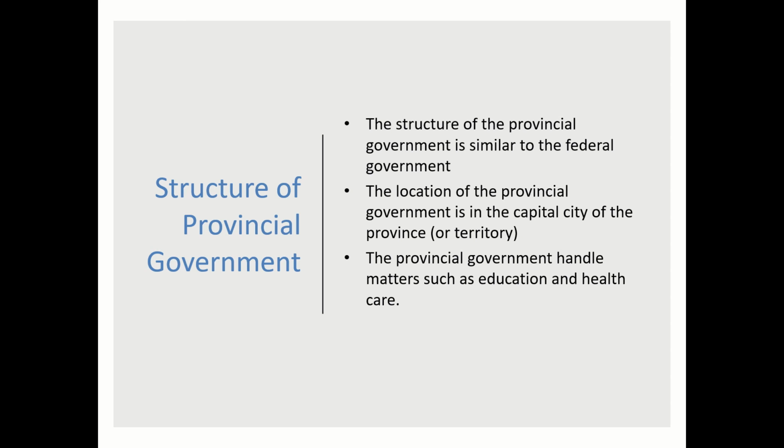You don't vote for the leader themselves. You vote for the representatives in your area. So in Kitchener, you'd vote for your person there, and then they represent you at the provincial parliament, and the location is generally the capital city of the province. And they handle matters such as education and healthcare, and some other ones too, but those are the main ones.